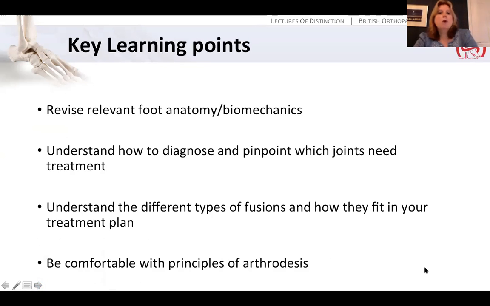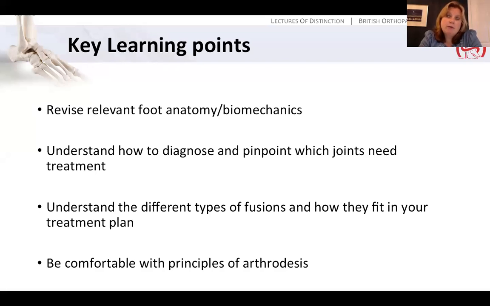So we've talked about the fact that we are going to revise the relevant foot anatomy and biomechanics, and the key learning point from this is really to understand the different regions of the foot, the joints within them, and the biomechanics relevant to this problem. I want you to be able to take away learning and understanding about how to diagnose and pinpoint which joints need treatment in midfoot and hindfoot arthritis, and then understand the different types of fusion.